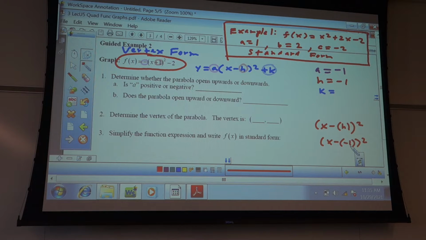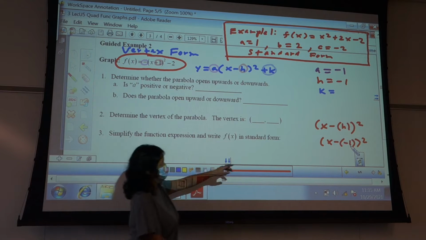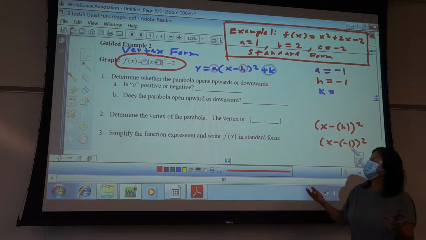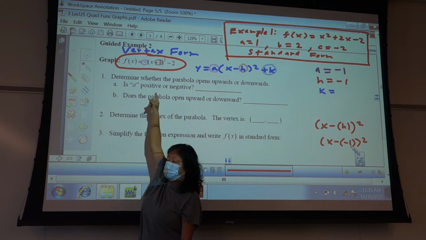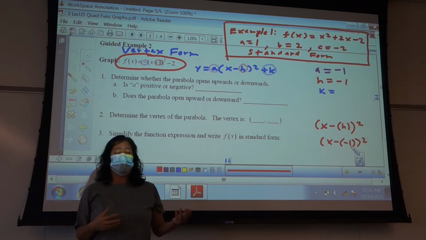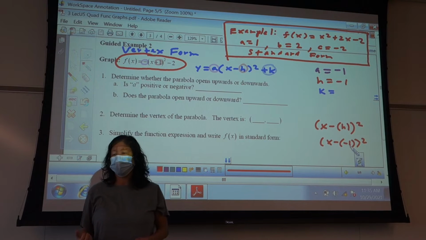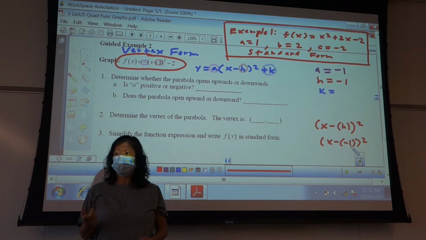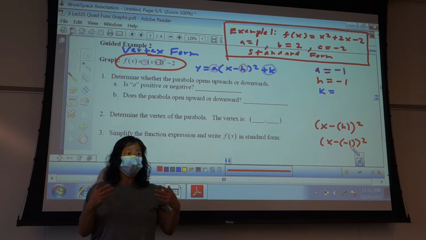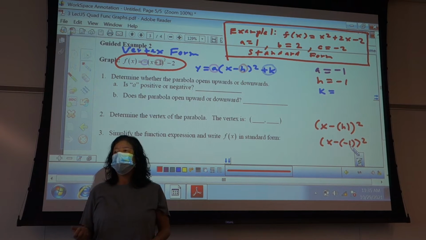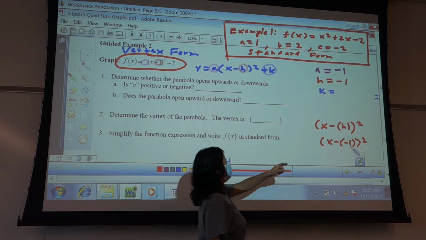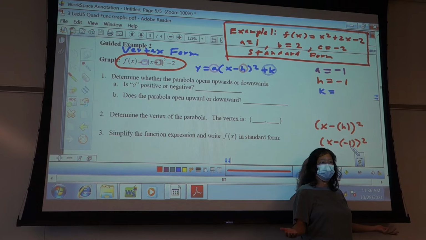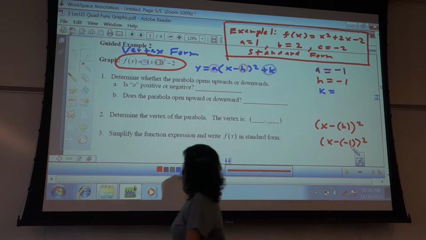Or think of it this way. It's on the inside. The inside's the opposite. So is this a left shift or a right shift? This is a left shift. Is everybody with me? So if it's a left shift, that means my vertex has shifted left 1 to negative 1. Is that an easy way to think of it? Okay, that's more familiar.